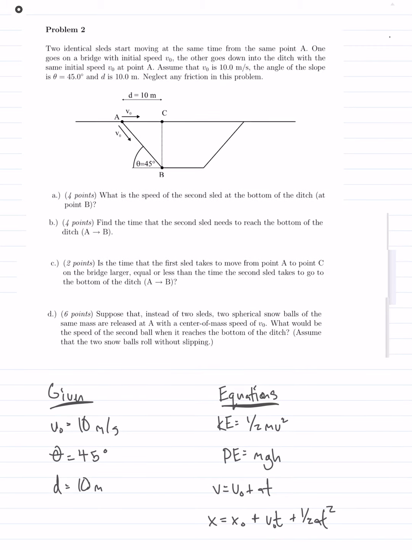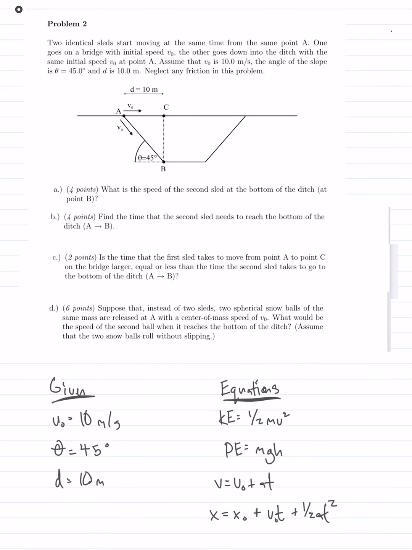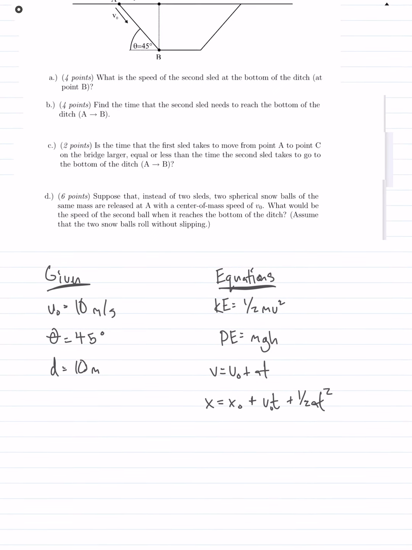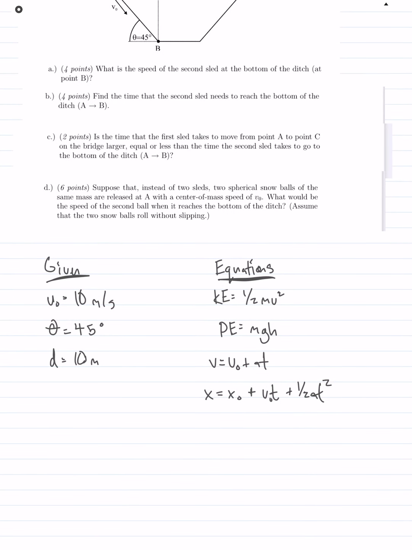It's basically stating that we have a couple of sleds, and one's going from A to B, and the other is going from A to C. So in this problem, we have a few givens. We have the initial speed, we have the angle, and we have the distance. As for equations, we're going to need to use conservation of energy.